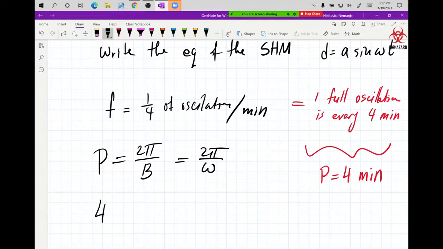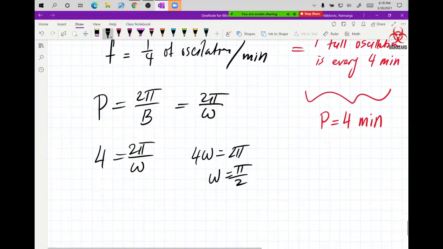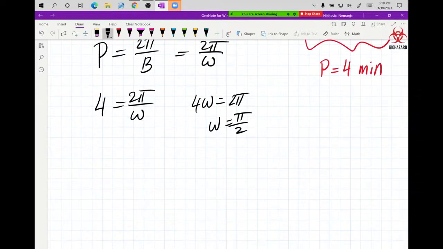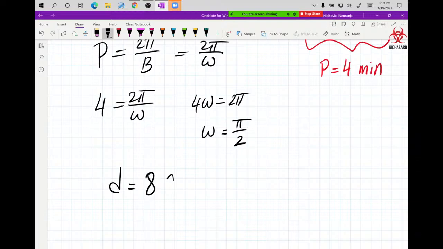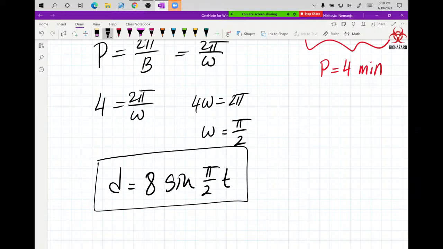You have 4 is equal to 2 pi over omega, from where 4 omega is equal to 2 pi, and omega is equal to pi over 2. So we are able to come up with omega equals pi over 2. And your distance d is 8 feet sine pi over 2 t. And there's the equation for that simple harmonic motion.